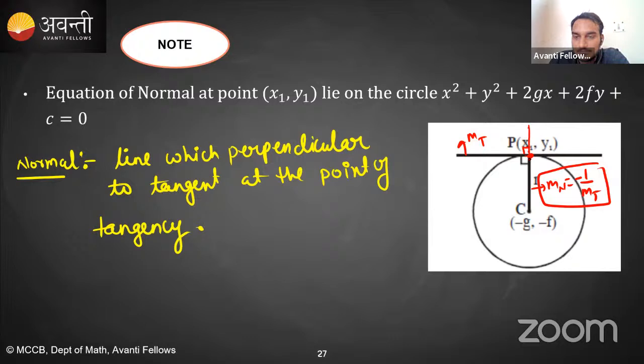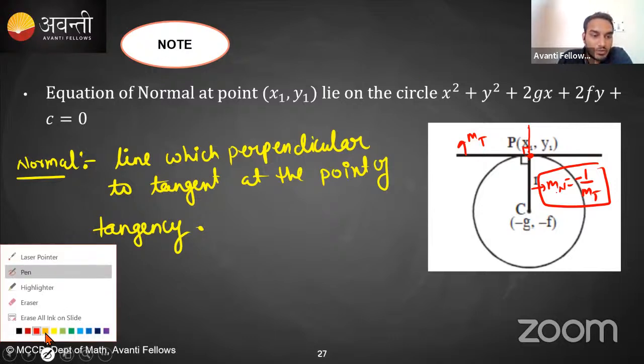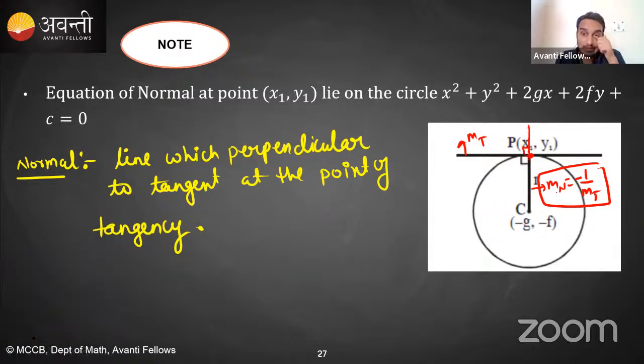So the point is known, the slope is known, so the equation of normal will come. Yes or no, tell me quickly. So there is one point with respect to the circle that you should notice: normal to the circle always passes through the center of the circle. This is a very important point for the circle.